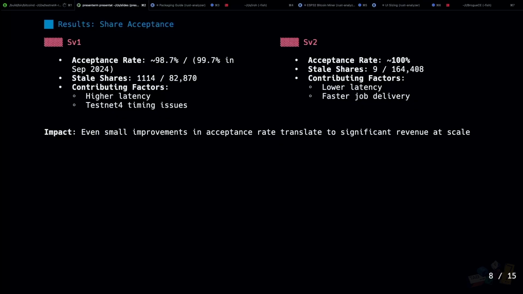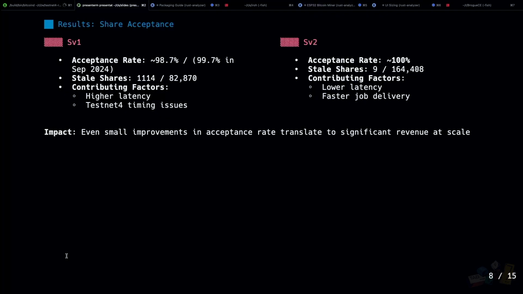So with Stratum v2, we found only 9 stale shares in the entirety of the experiment. With Stratum v1, you'll notice that the total shares here are 82,000 compared to 164,000. Again, that's because I had to restart the pool midway through the experiment.